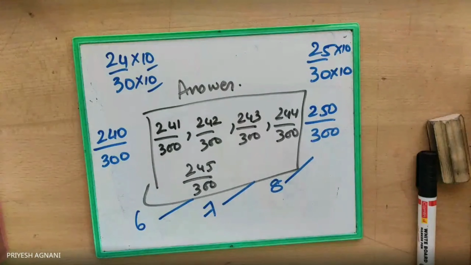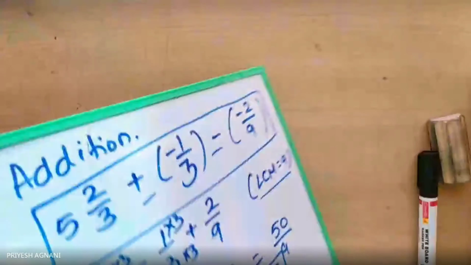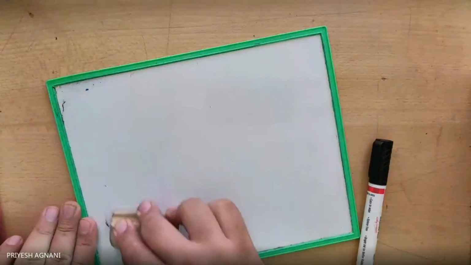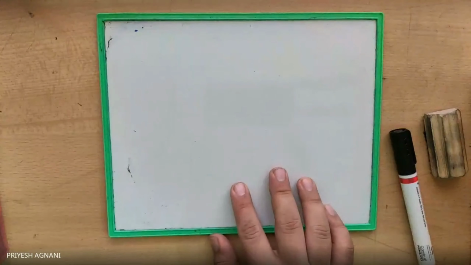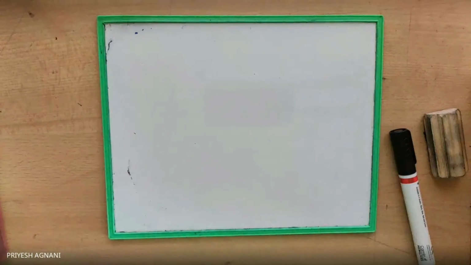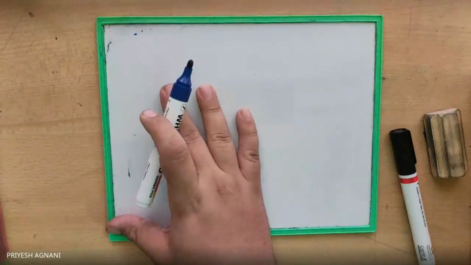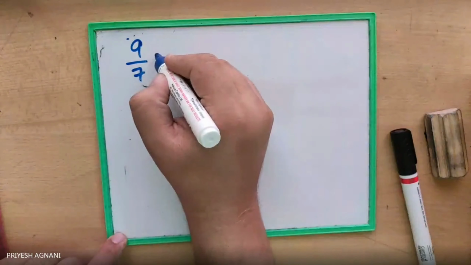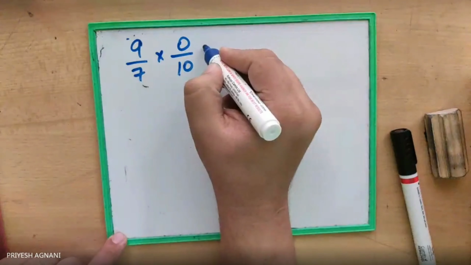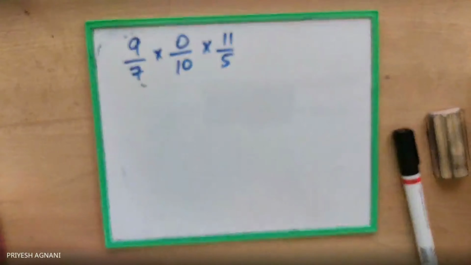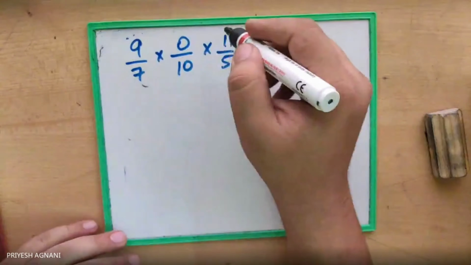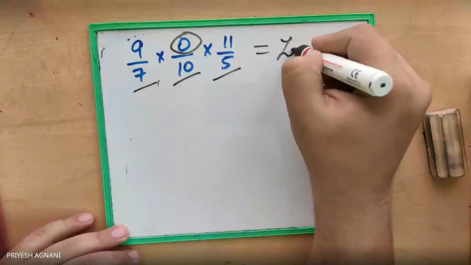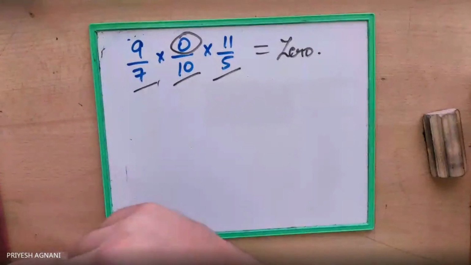Okay. Let us take one more example. See, in the question it is written, mental maths question, page number 25, 6th question. 9 upon 7 multiplied by 0 upon 10 multiplied by 11 upon 5. See what you are supposed to do. Simple. All these are in multiplication. Here it is 0, so the answer will be 0 only. Because anything you multiply with 0, the answer is always 0.